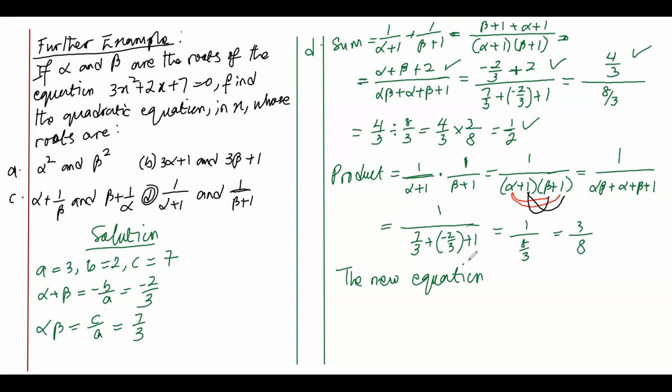Waiting for confirmation. Yes, it's right. Please, I don't want to ask twice. There should be some kind of flow, two-way communication, please. So that will be x squared minus, our sum is 1 over 2, our product is 3 over 8. We multiply through by what this time?